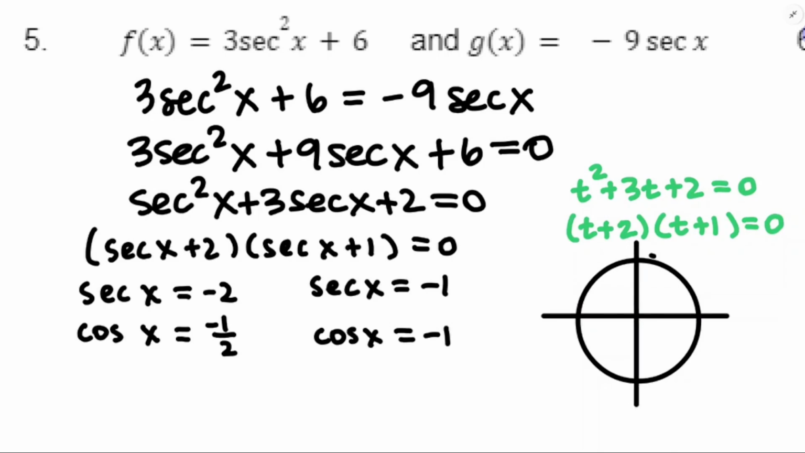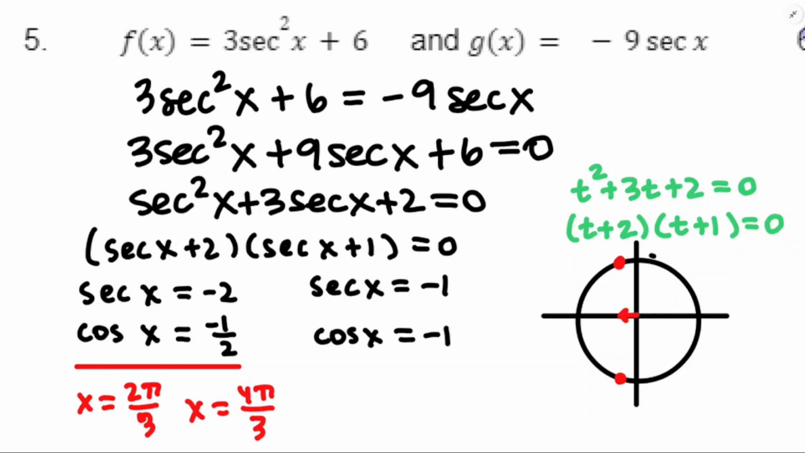And say, all right, cosine x equals negative half. So that would be not very far to the left, so that's going to be here and there from the y-axis. That's 2 pi over 3 and 4 pi over 3. Then I'll think about where cosine x equals negative 1, and that would be at the far edge of the circle, where x equals pi. And those would be the x-coordinates of intersection for those two functions.